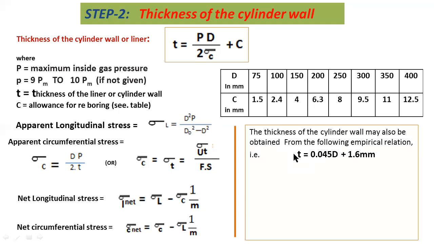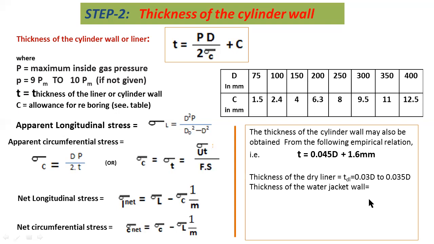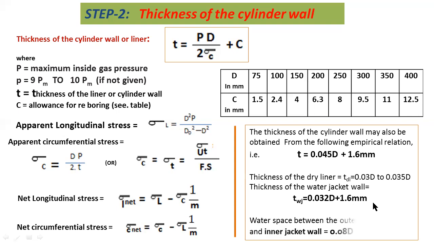These are the empirical formulas. The thickness of the cylinder wall may also be obtained from the following empirical relation: thickness T equals 0.045 D plus 1.6 mm. Thickness of the dry liner, T_DL, equals 0.03 D to 0.035 D, and thickness of the water jacket wall, T_WJ, equals 0.032 D plus 1.6 mm. Water space between the outer cylinder wall and the inner jacket wall is equal to 0.08 D plus 6.5 mm.